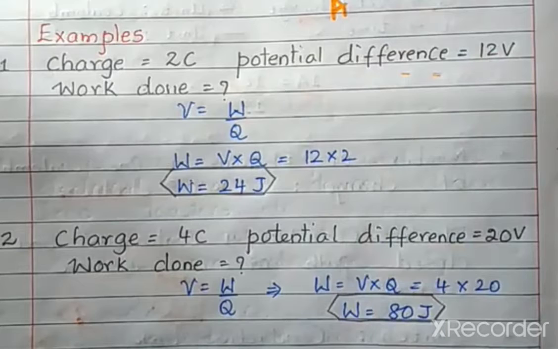Okay, charge is 4 coulomb. Okay, potential difference is 20 volt. Work done is how much? You have to calculate the work done in the second problem. V equal to W by Q. W equal to V into Q. 4 into 20 means 80 joules. Okay, these are the easy questions he can ask. Okay, these are very important.